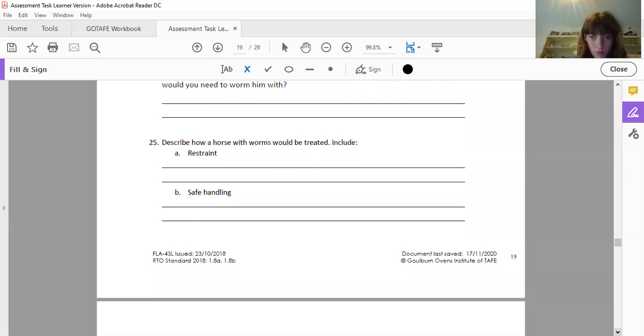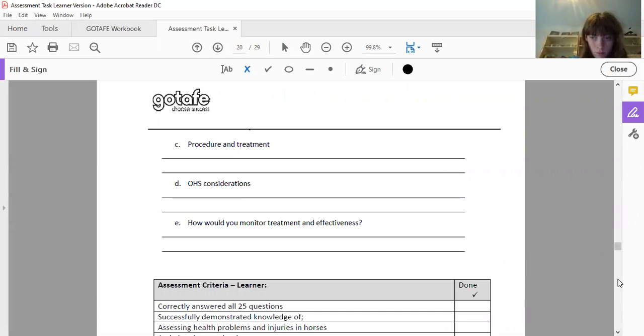Describe how a horse with worms could be treated, include how you'd restrain them, how you would safely handle them, procedure for actually worming them, OH&S considerations, so just keeping yourself safe, and then how you would monitor the treatment and effectiveness. How do we know that giving them a worming paste has done what it's supposed to do, or is helping to keep the horse protected and covered?